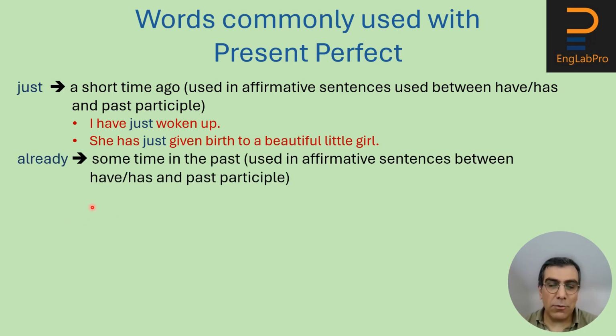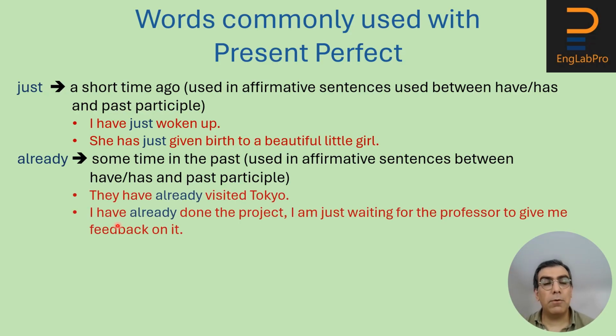The other word that is normally used with present perfect is the word already. Already means sometime in the past. It's again used in affirmative sentences between have or has and the past participle. So they have already visited Tokyo. It means they have sometime in the past visited Tokyo, but we don't want to say exactly when. Or I have already done the project. I'm just waiting for the professor to give me feedback on it. So you see, have already done. See, already is used between have or has and the past participle of the verb.